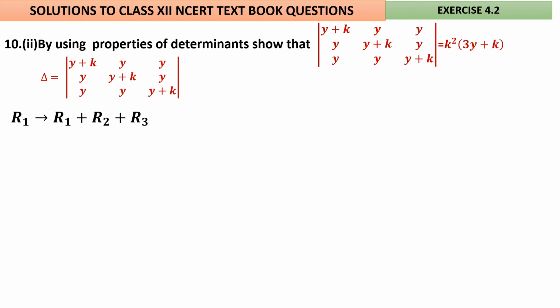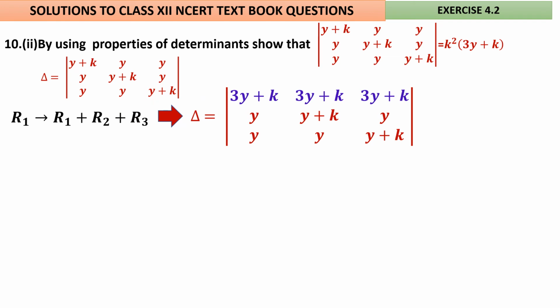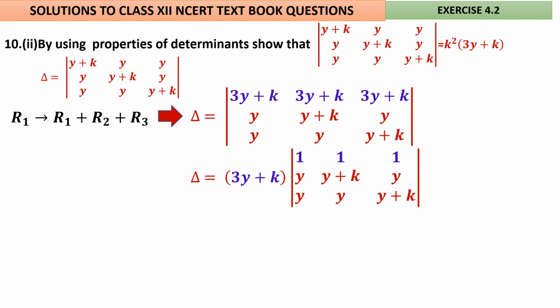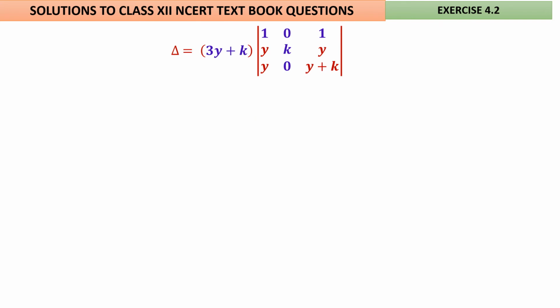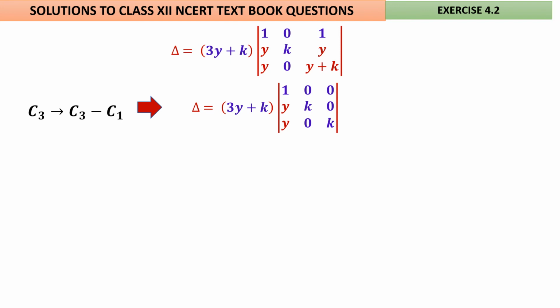When I add R1 as R1 plus R2 plus R3, I am getting 3y plus k as in the previous problem. Therefore I am getting 3y plus k in the first row. I am taking it outside. Therefore I am getting 1 1 1. Now all of you can do C2 minus C1 to make it 0. Therefore 1 minus 1, then y plus k minus y, y minus y. Again C3 minus C1: it will become 1 minus 1, y minus y, and y plus k minus y is k.